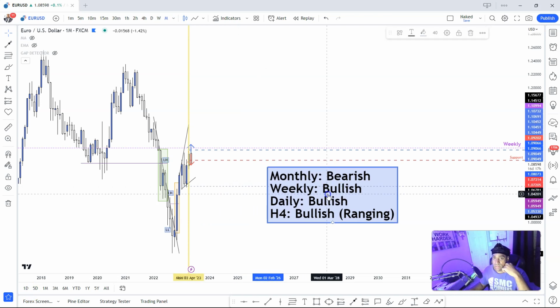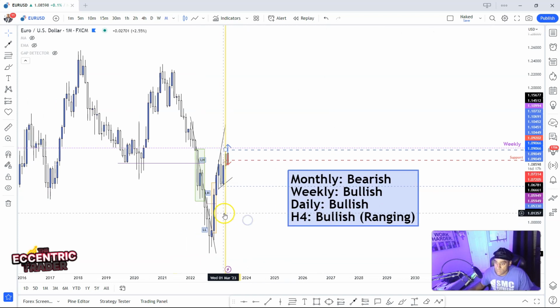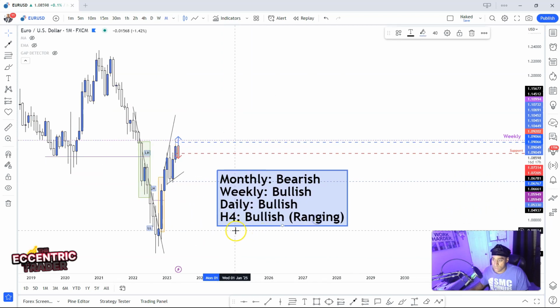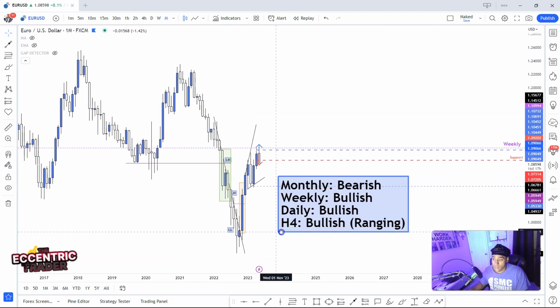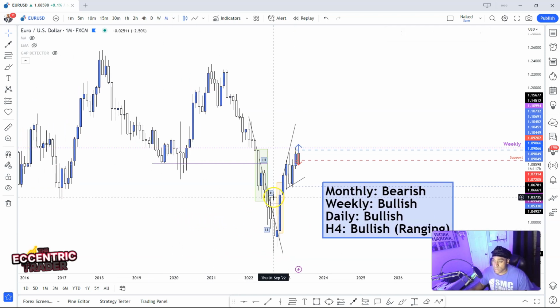What's going on, y'all? We got top-down analysis for EUR/USD. All right, we're looking at the monthly time frame right now. Let me clear up stuff a little bit. All right, cool. Monthly time frame. Where are we currently in structure, right?